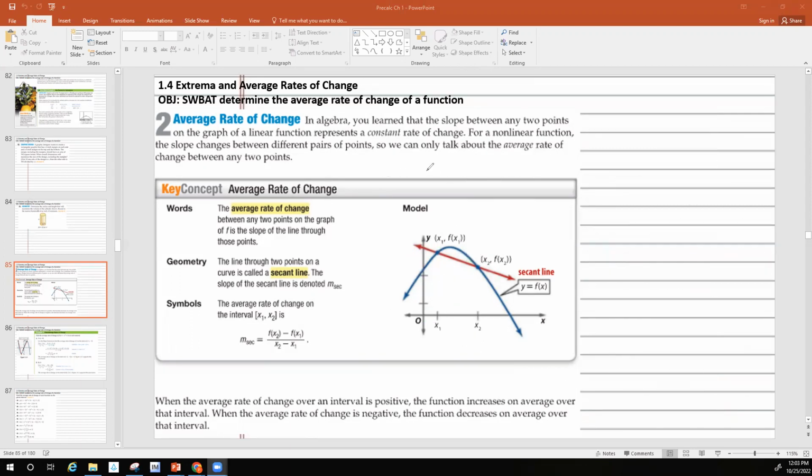So this is the y. You're going to have 2 points, x1, y1, x2, y2 basically. So it's going to be y2 minus y1 over x2 minus x1. Hey, that's a slope.